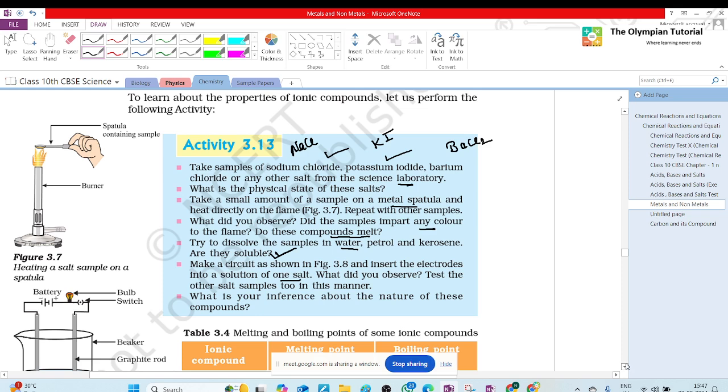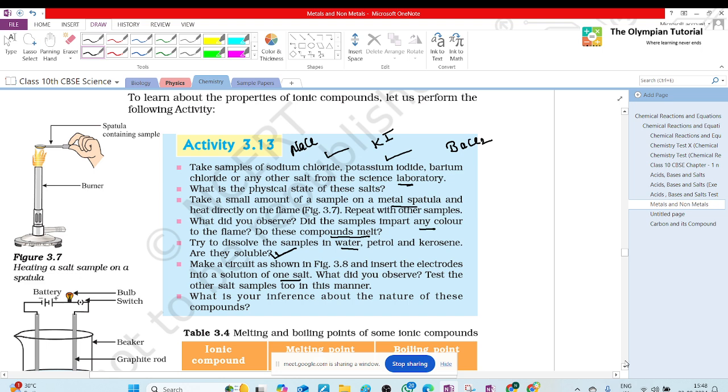Activity. Take samples of sodium chloride, potassium iodide, barium chloride, or any other salt from the science laboratory. What is the physical state of these salts? Take a small amount of a sample on a metal spatula and heat directly on the flame. Repeat with other samples. What did you observe? Did the samples impart any color to the flame? Do these compounds melt?